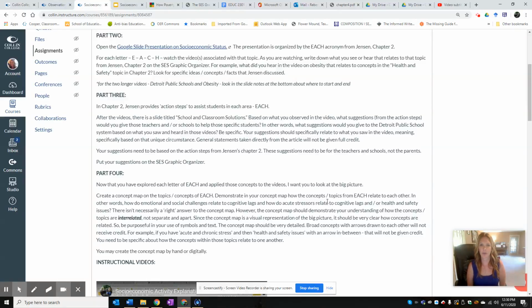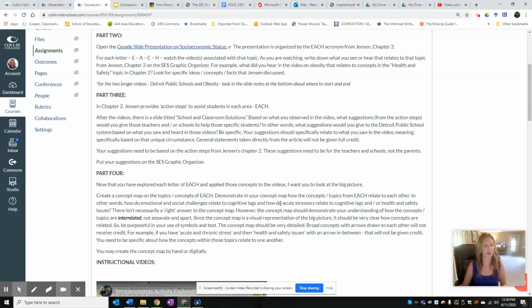So this next part of the explanation, I wanted to talk about part 4. I get a lot of questions on what is a concept map and what do you mean by showing the connection between each of these letters. Well, one of the big things that I think is important is not just looking at the facts or the details. You'll notice that in this assignment, I'm trying to get you to see the big picture and make some applications as well.